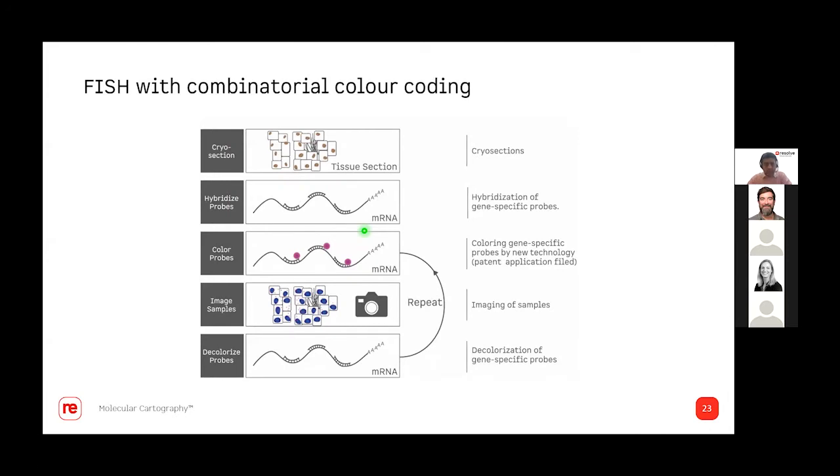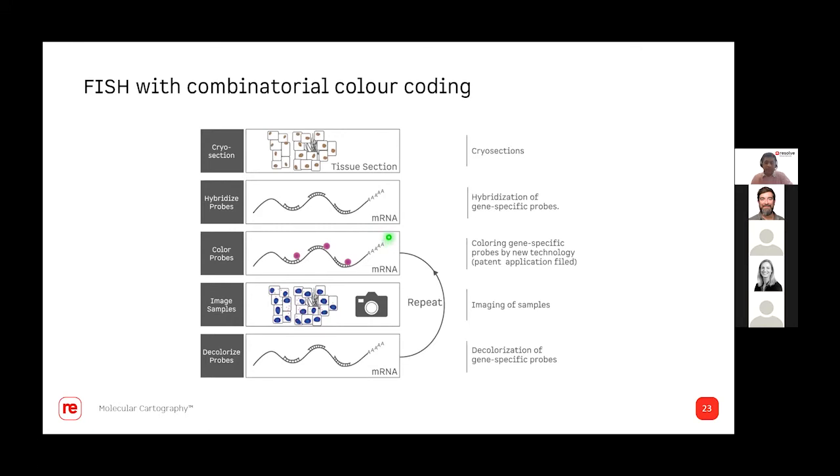Briefly, how does the technology work? It is based on combinatorial color coding. You typically start with a cross section. The section is 10 micron thick, and it is stuck onto a glass surface. Then you design the gene-specific probes. There are multiple probes that bind to the gene. We color the probes using fluorescent molecules, and then we image the samples and we decolorize the probes.